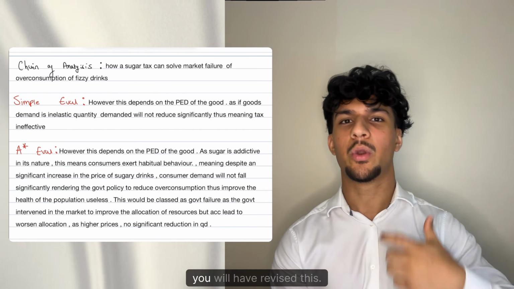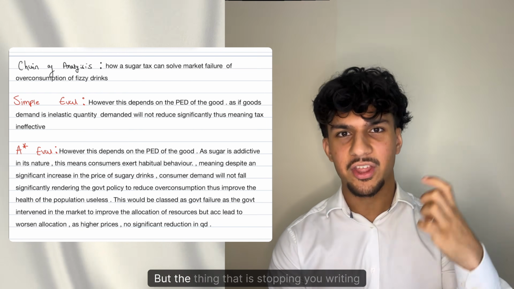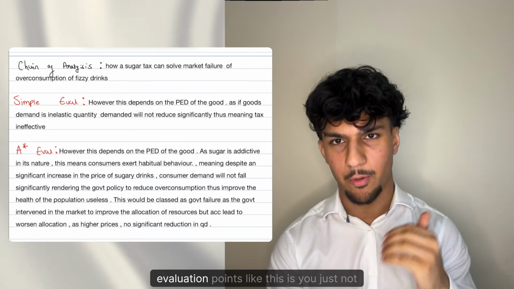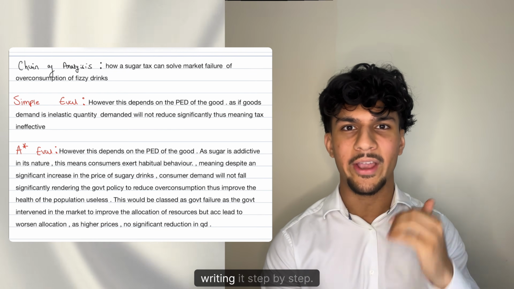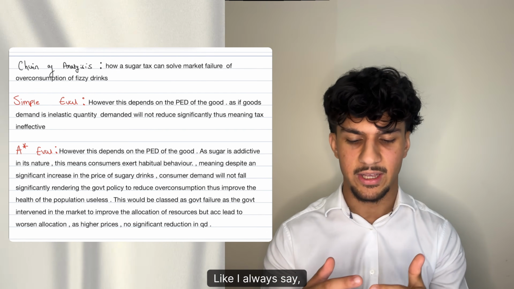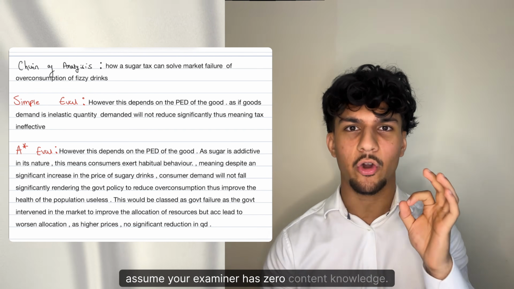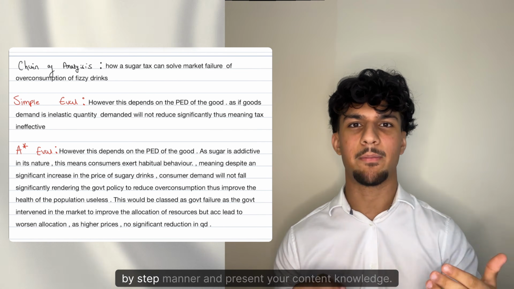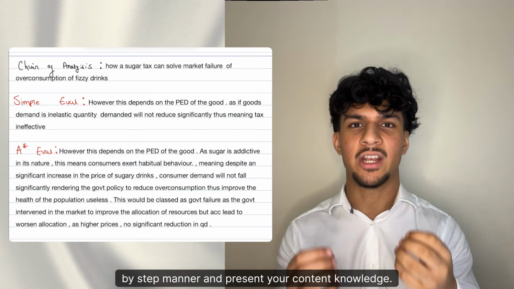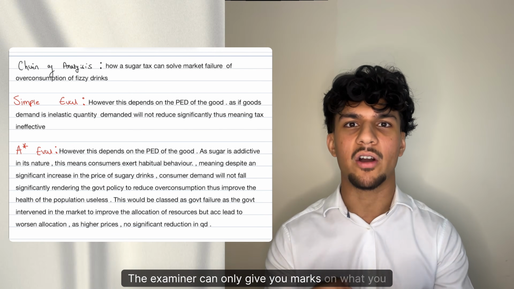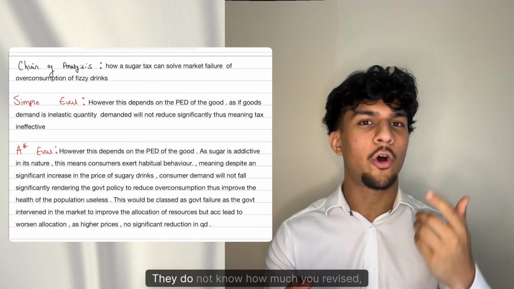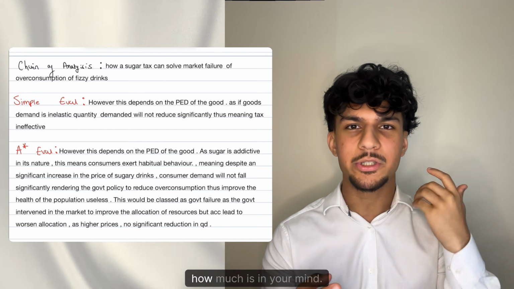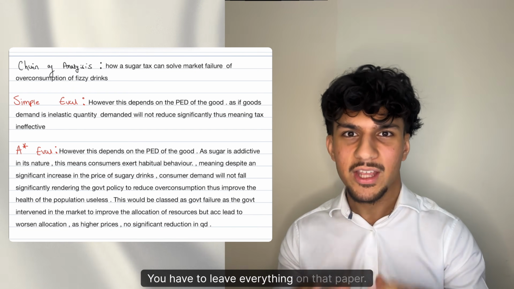You will have learned this, you will have revised this, but the thing that is stopping you writing evaluation points like this is you just not writing it step by step. Like I always say, assume your examiner has zero content knowledge, so you want to explain everything in a slow, step-by-step manner and present your content knowledge. The examiner can only give you marks on what you show them. They do not know how much you revised, how much is in your mind. You have to leave everything on that paper.